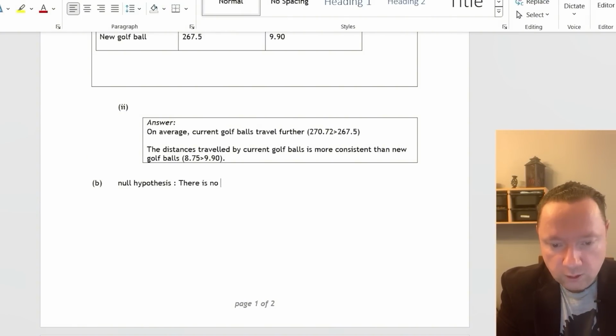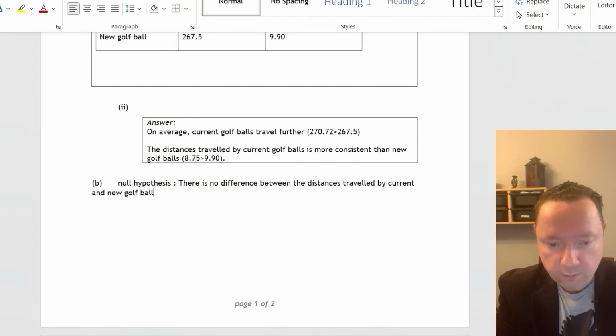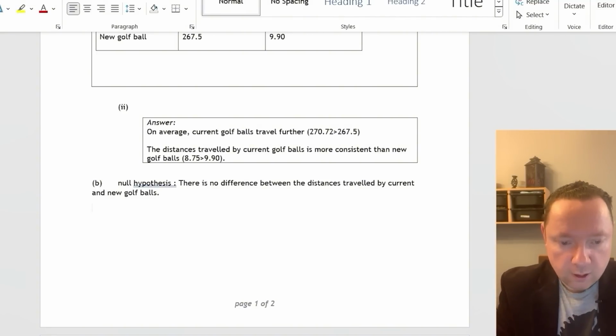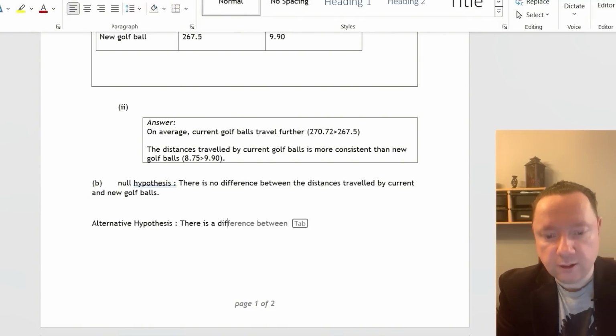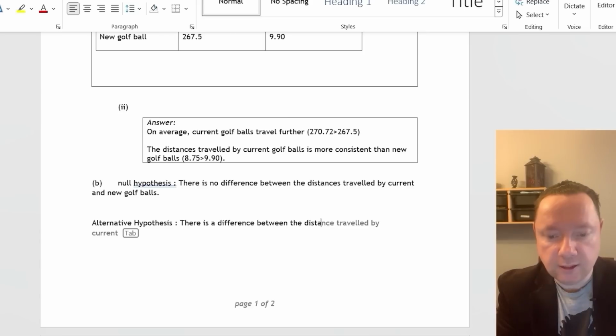Null hypothesis: there is no difference between the distances travelled by current and new golf balls. Alternative hypothesis: there is a difference between the distances travelled by current and new golf balls.